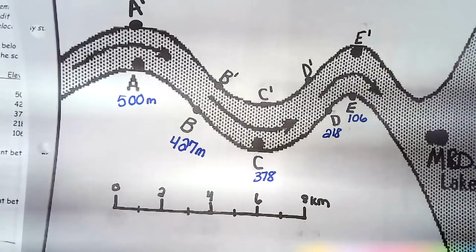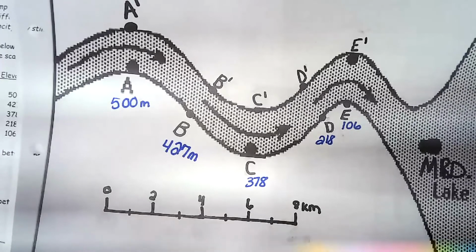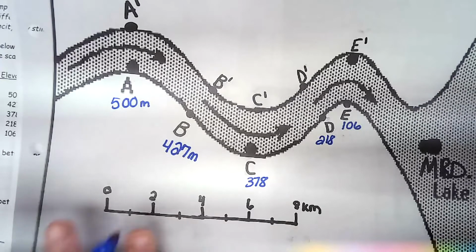So these are elevations, which means how high they are. Are they really high on the mountain? Like A, that's 500 meters up the mountain. E is down at 106 meters. So that's their elevation. Then we're going to use the scale to see how far apart they are, so how many kilometers away from each other they are.